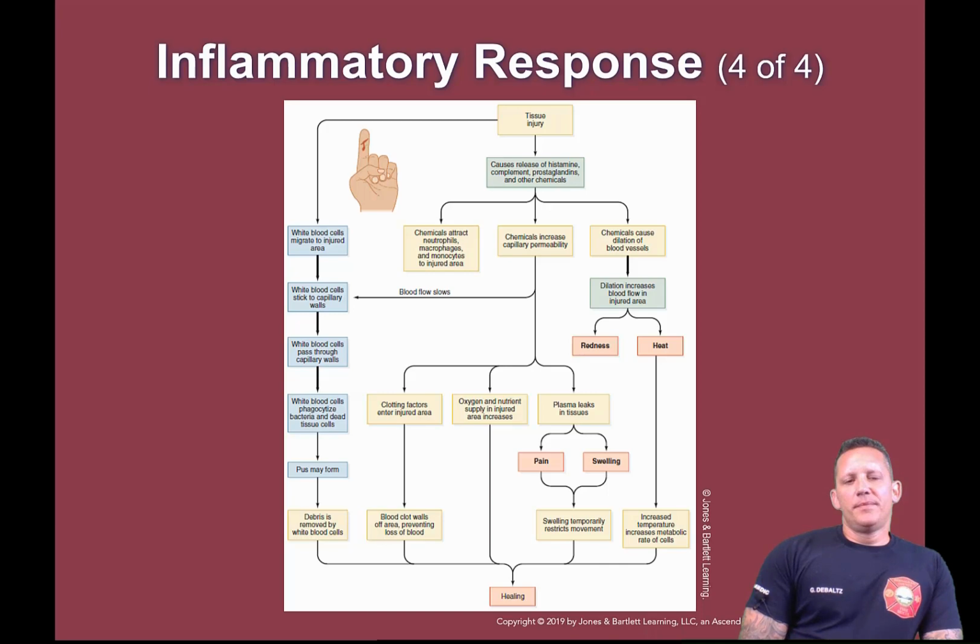Another great pictogram. You guys should take a good look at this and see how this works as far as a traumatic injury, and then how the body goes about repairing itself immediately to long-term, where we end up with a healed yet scarred injury.